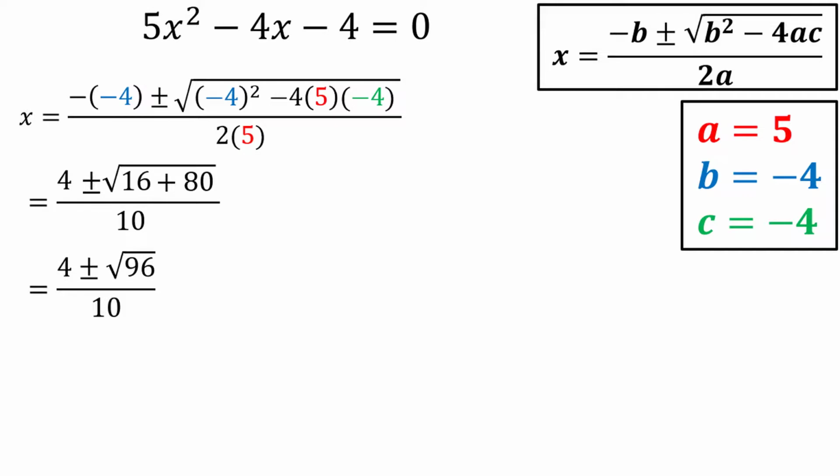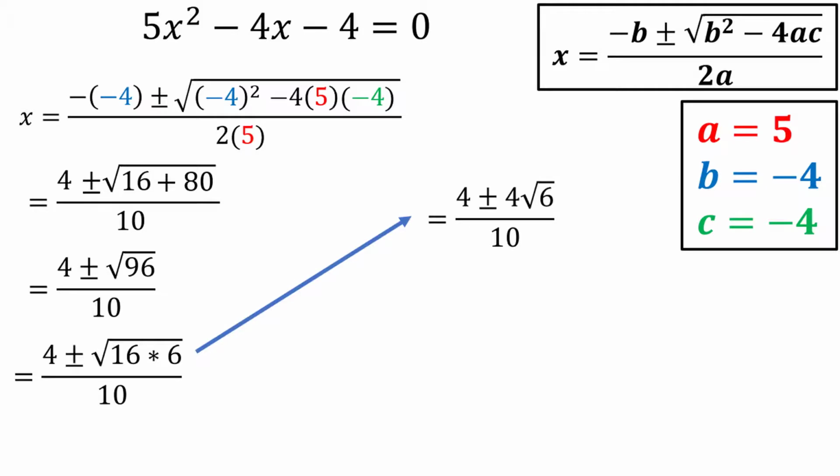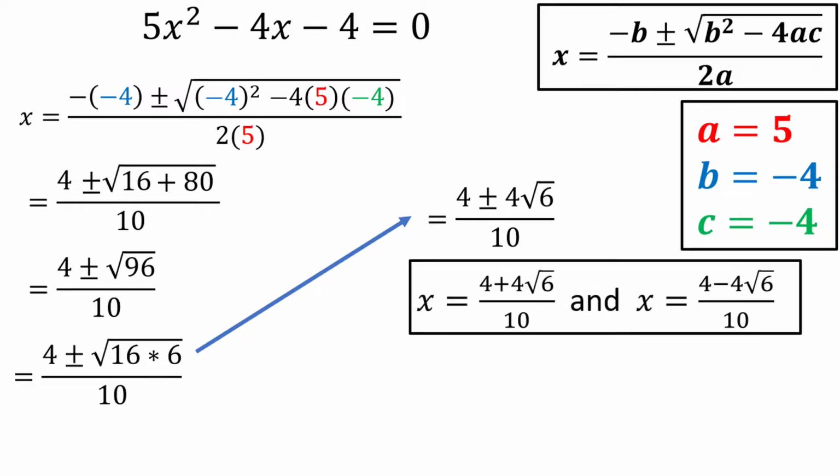96 is the same thing as 16 times 6, so we can rewrite the square root like this. The square root of 16 is 4, so we have 4 plus or minus 4 square root 6 divided by 10. Applying the plus or minus, we have 4 plus 4 square root 6 over 10, and 4 minus 4 square root 6 over 10, which are our two answers.